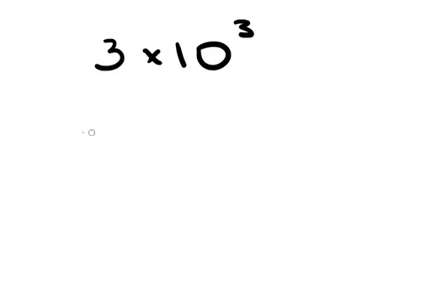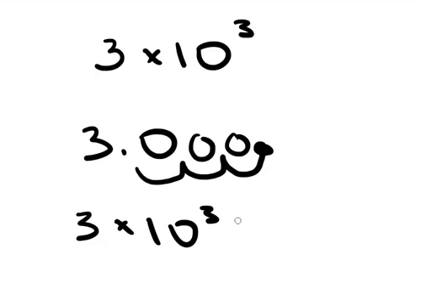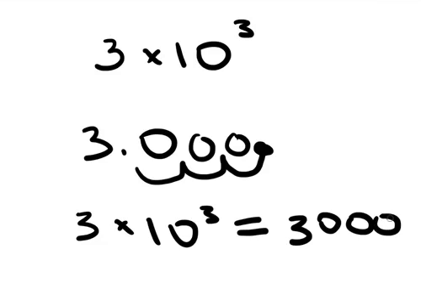3 times 10 to the positive third power. So what would happen is that you'd have that 3.0, and that decimal here would move once, twice, and 3 times. So now we have the decimal here, and then with these extra little gaps here, you're just going to fill them with zeros. So now 3 times 10 to the third power is equal to 3,000.